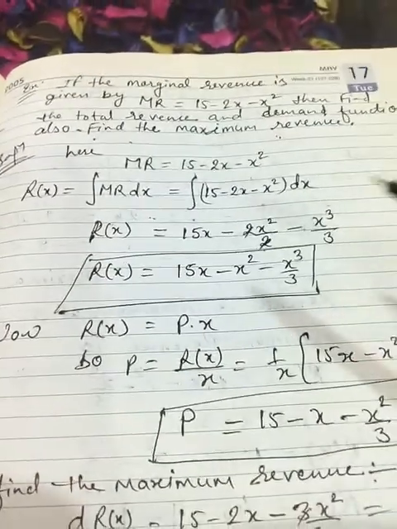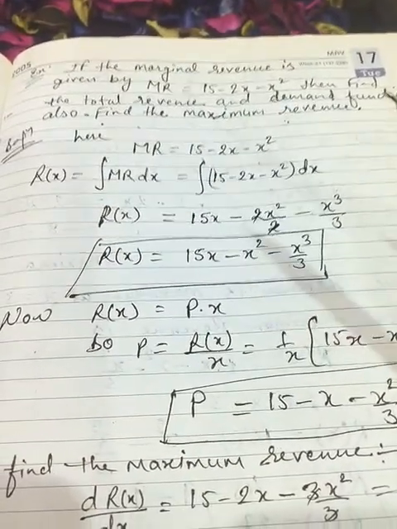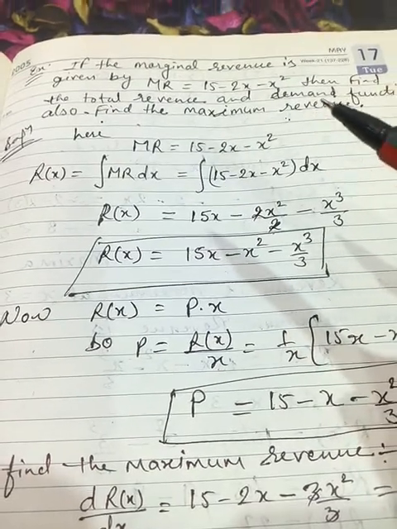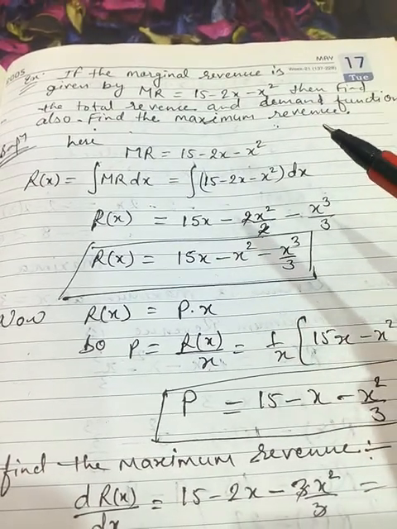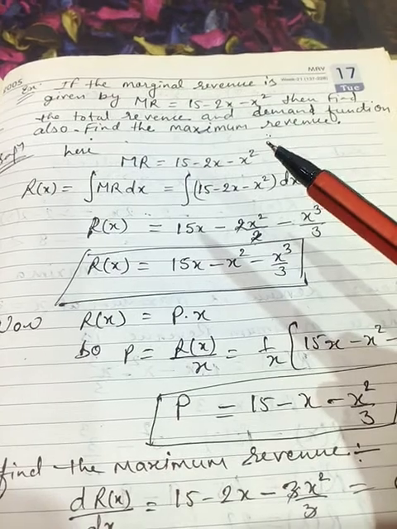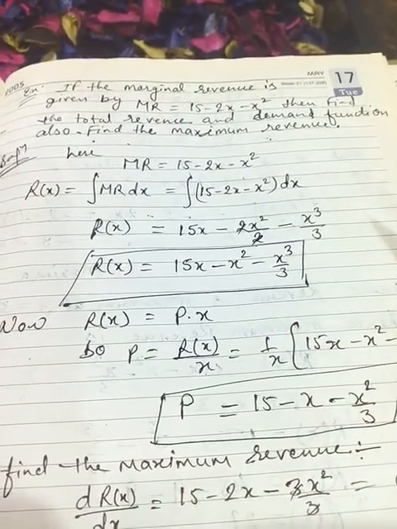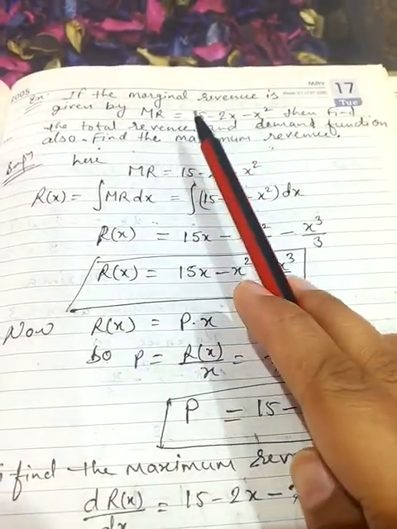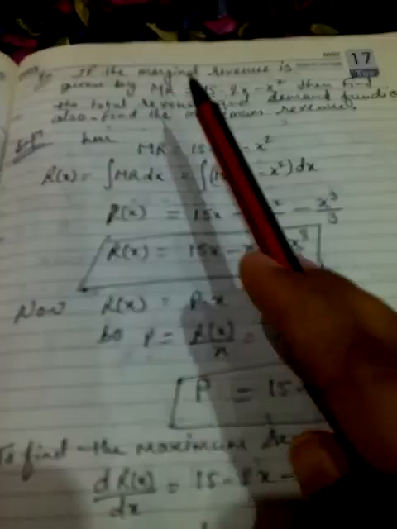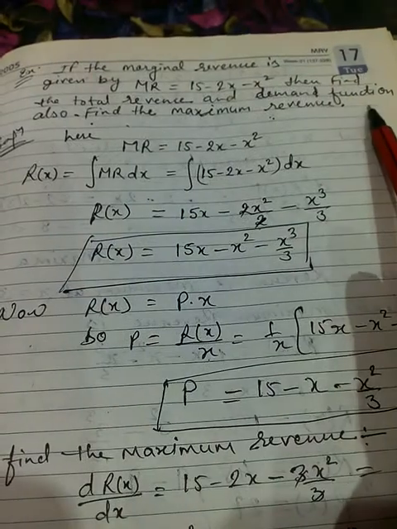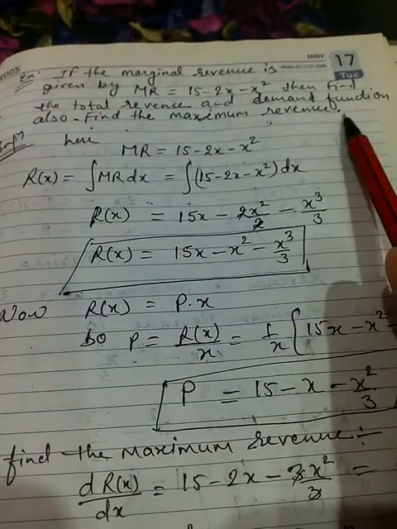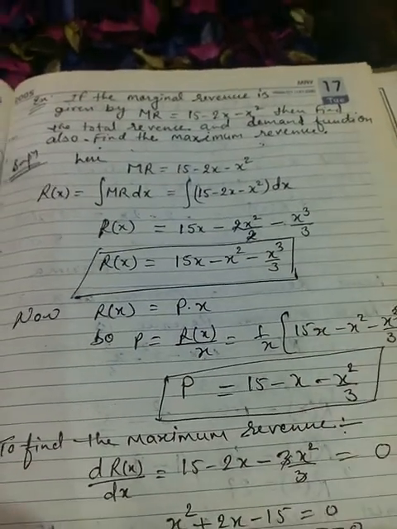So the first illustration is: if the marginal revenue is given by MR equals 15 minus 2x minus x square, then find the total revenue and the demand function, and also find the maximum revenue. So here we have been given the marginal revenue, and they want to know the revenue function, the demand function, and the maximum revenue also. So let's see how we will simplify it.